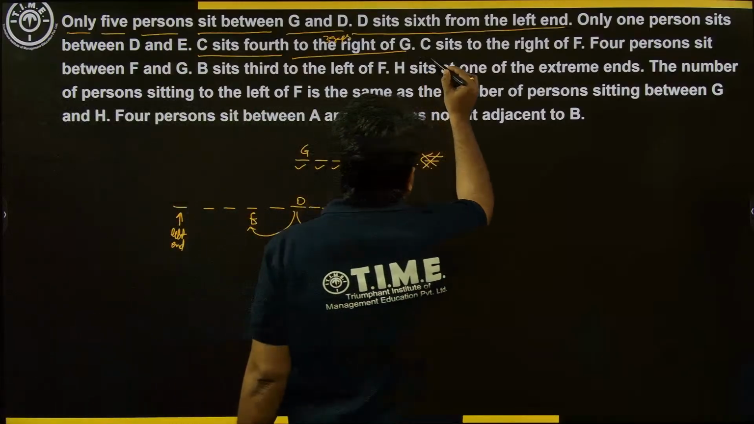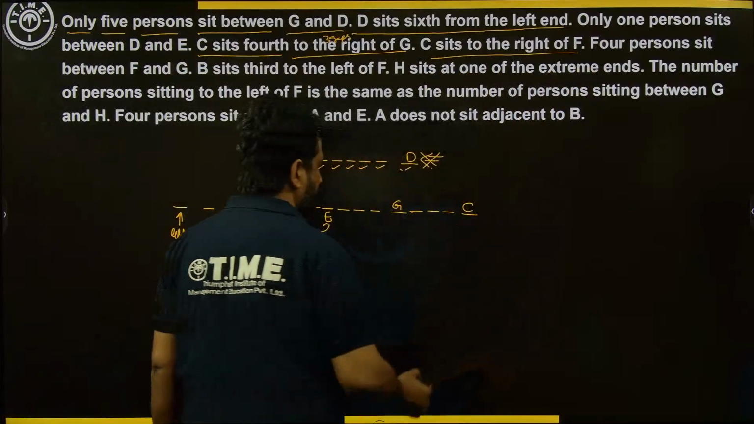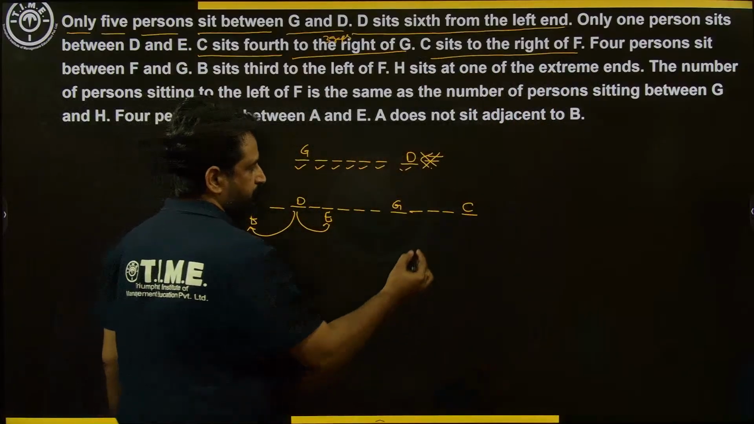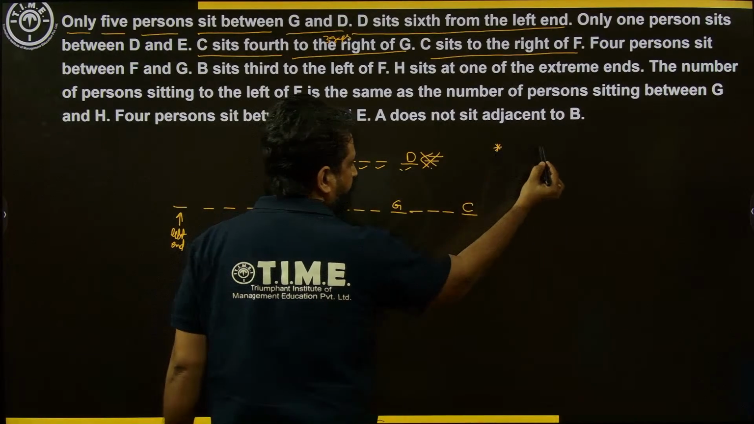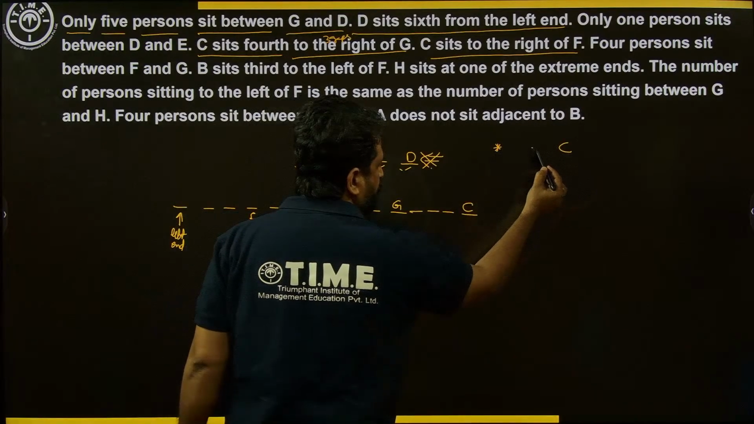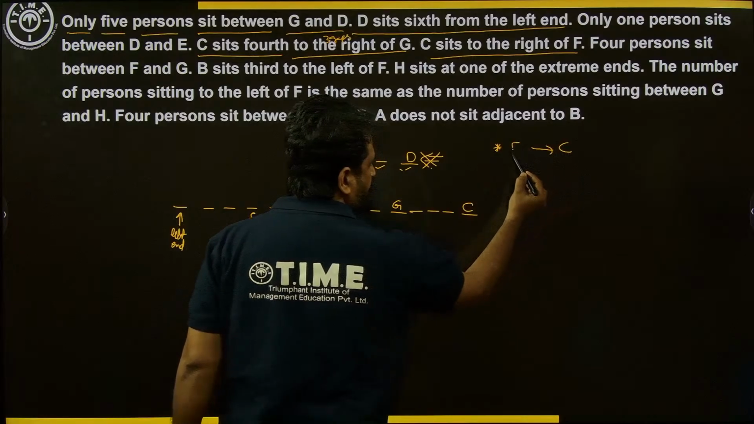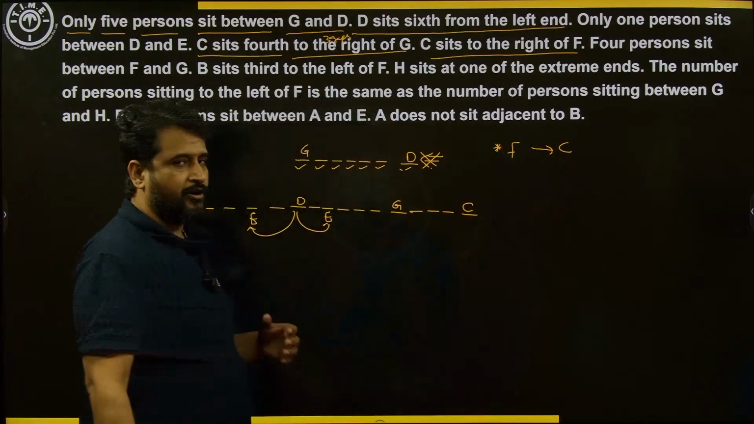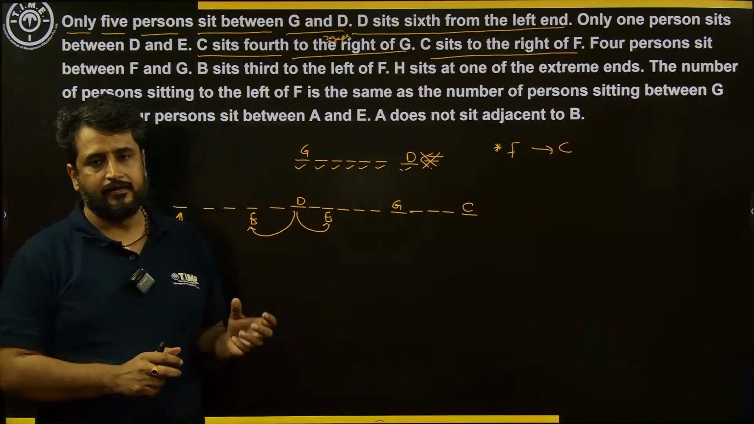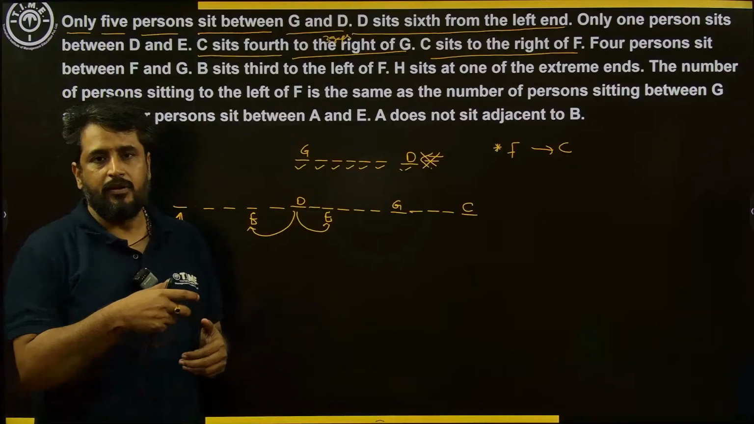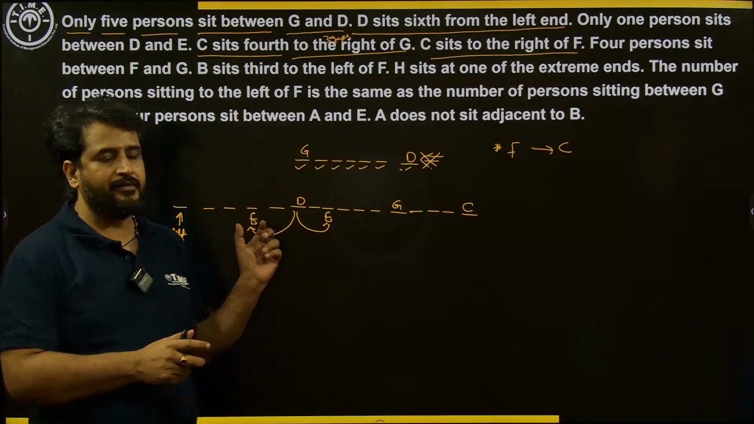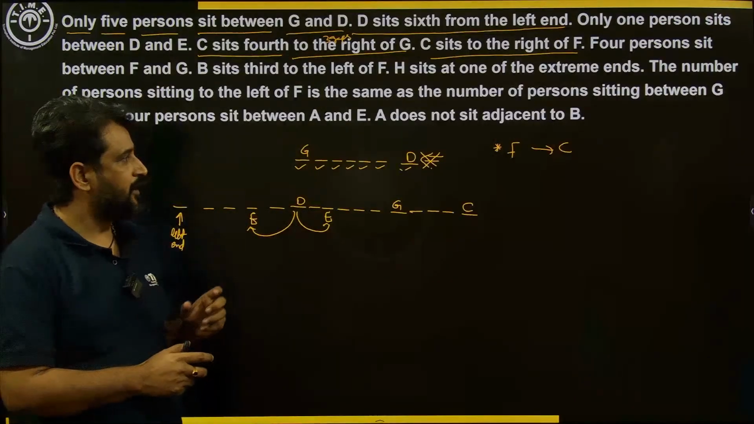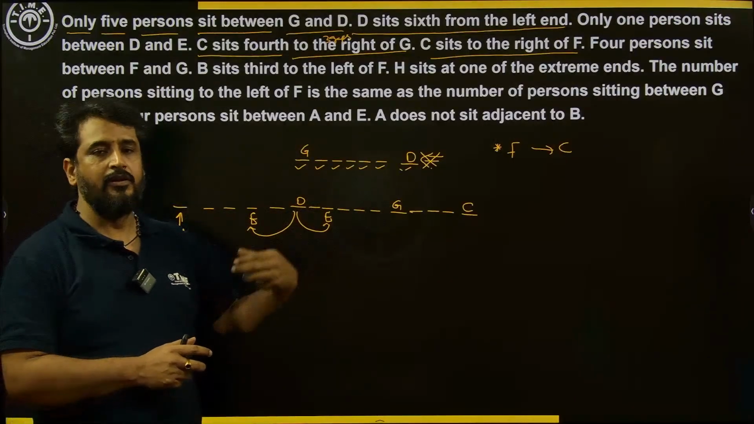C sits to the right of F. So C here, let us write this information on the side. Whenever it is required, we will use it. C sits to the right side of F. But it is not mentioned whether it is the immediate right, or second right, or third right, or how many gaps between them. This information was not given. Simply given that C sits to the right side of F. Okay. Whenever it is required, we will use that.